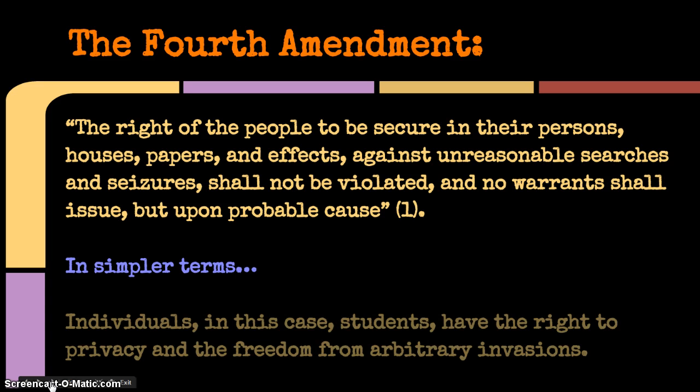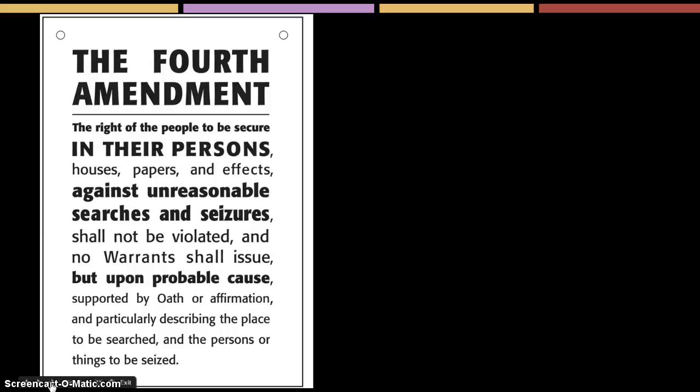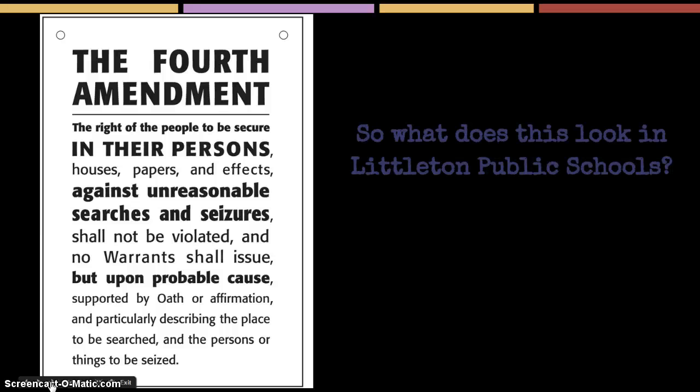So in simpler terms, essentially it just means individuals, and in this case, the students in our school system have the right to their privacy and also have the freedom from arbitrary, which means essentially random, invasions or searches. So here it is again in all of its glory, and for the rest of this presentation I want to focus on what that looks like in Littleton Public Schools specifically.